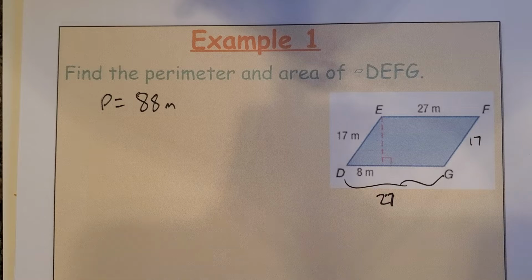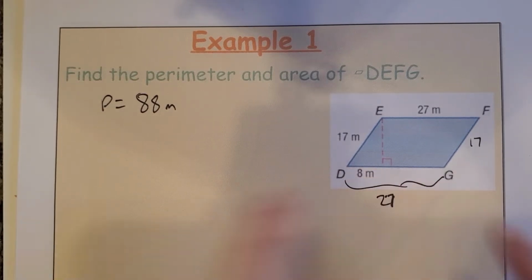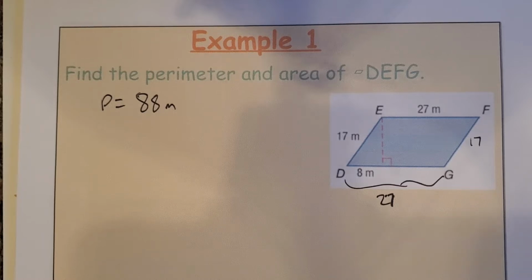Okay. Area. I put this 27 here just to show you that it's the entirety of DG instead of from G to the pink part, because that's going to be our entire base. So the area is going to be 27 times this pink height. How are we going to find that pink height though?